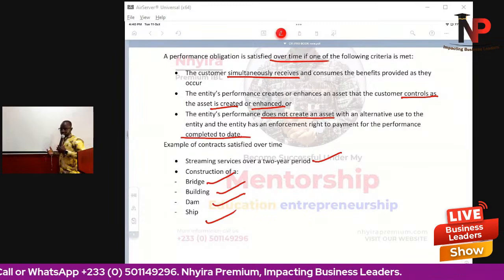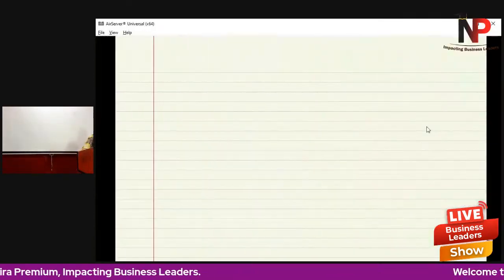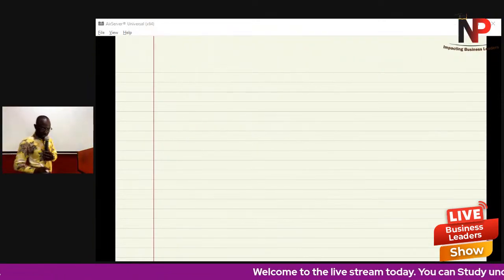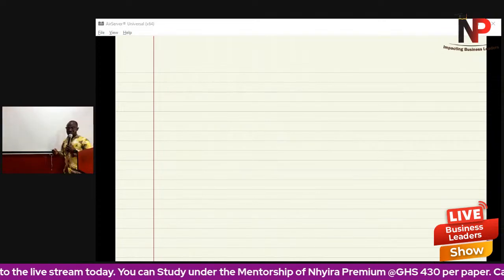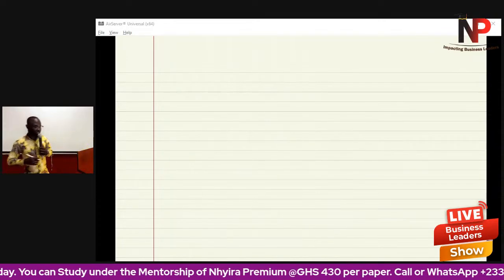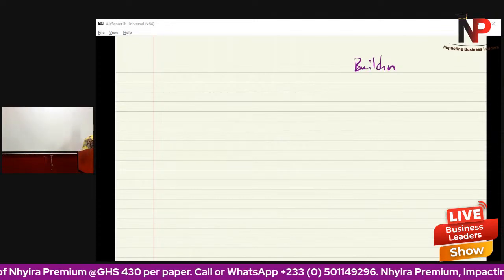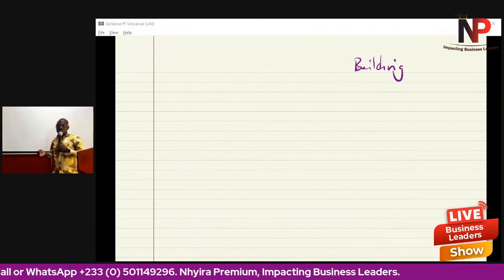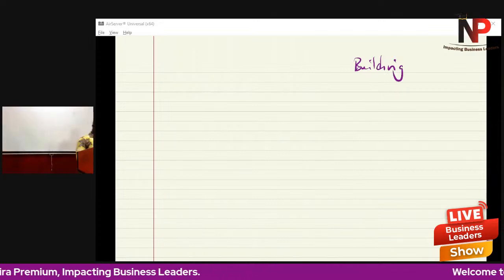So generally, that is going to be the criteria that we would have to take into consideration in recognizing it. So let's jump into it and be a little bit practical here. I want you to stay with me pretty carefully. Let's assume that we are constructing a building. How do we recognize the revenue? How do we measure the revenue?